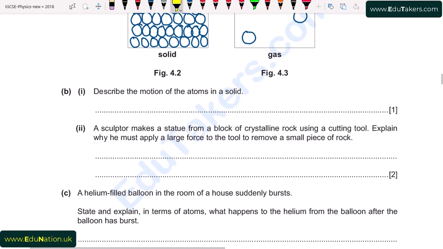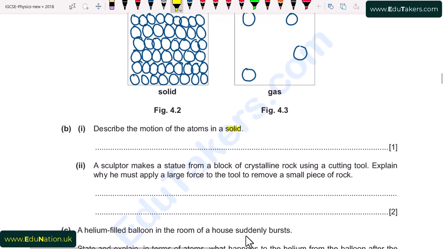Part B. First, describe the motion of atoms in a solid. So we can see in figure 4.2 that atoms are very close to each other and the spacing between them is very small. So we can simply say that the atoms in a solid vibrate about a fixed position. So I write here: vibrate about fixed position.